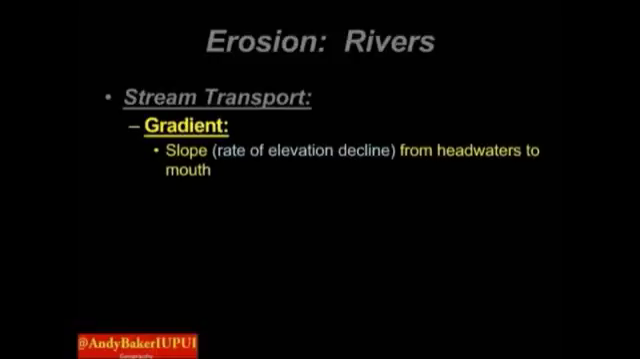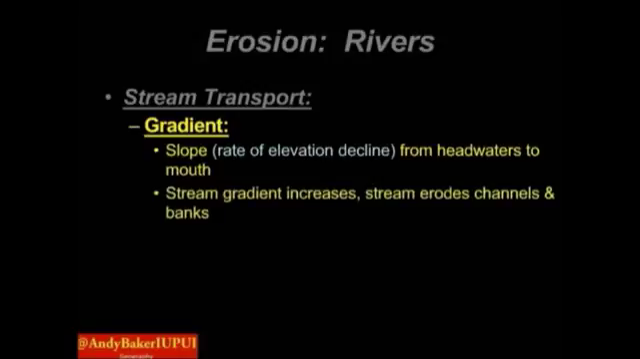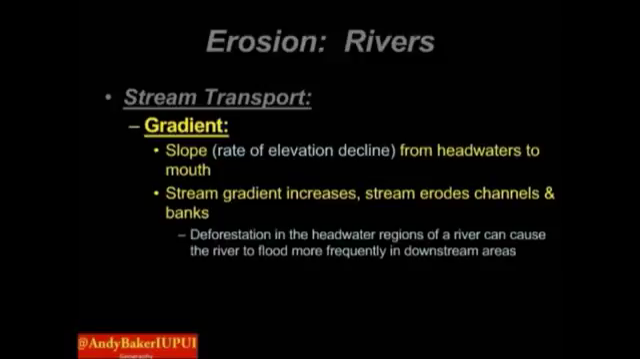Next up is gradient and/or slope. So the simple idea here, slope is the rate of elevation decline from the headwaters or the origin of a river to the mouth, its final destination. Simple idea, we increase the slope, we increase the gradient, it's going to increase the capability of a channel of flowing water to erode, to do landform change.